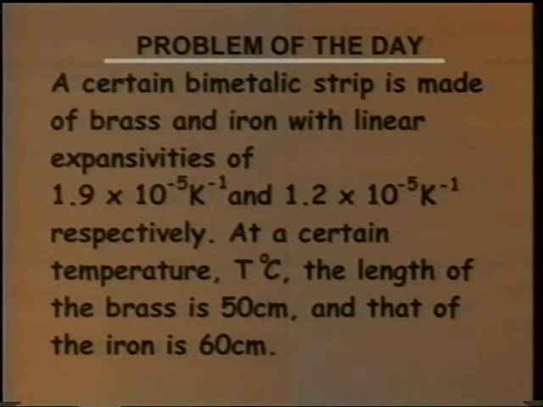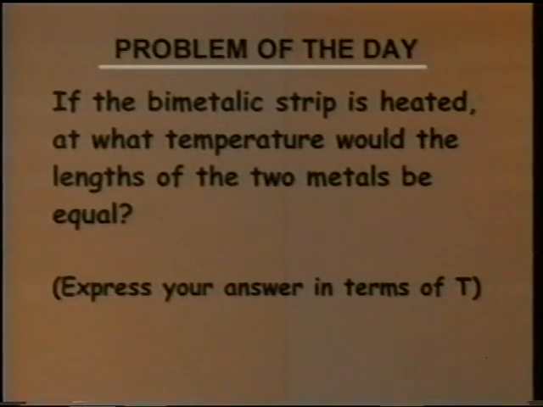A certain bimetallic strip is made of brass and iron with linear expansivities of 1.9 times 10 to the minus 5 per Kelvin and 1.2 times 10 to the minus 5 per Kelvin respectively. At a certain temperature, T degrees Celsius, the length of the brass is 50 centimeters and that of the iron is 60 centimeters. If the bimetallic strip is heated, at what temperature will the length of the two metals be equal? Express your answer in terms of T.